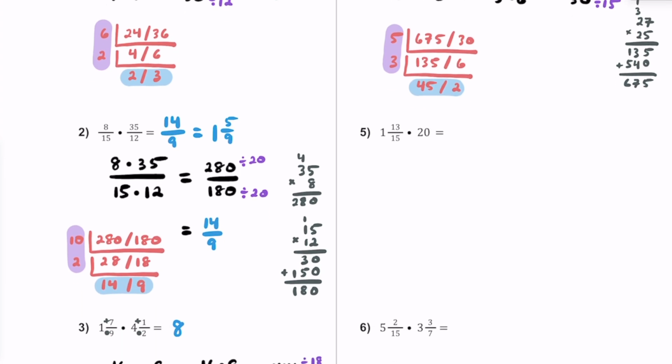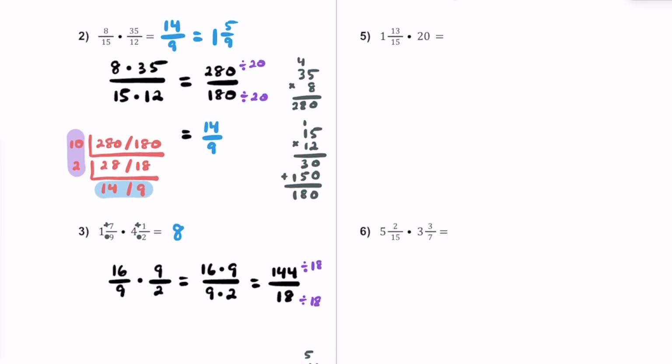All right, let's check out number 5. For number 5, we have 1 and 13/15 multiplied by 20. So we have a mixed number here and a whole number. So for the mixed number, let's do big bottom plus the top. So 1 times 15. So big bottom is going to be 15 plus the top. 15 plus 13 is going to be 28. So for the numerator here, we're going to get 28. And for the denominator, we're going to keep that the same. It's going to be 15.